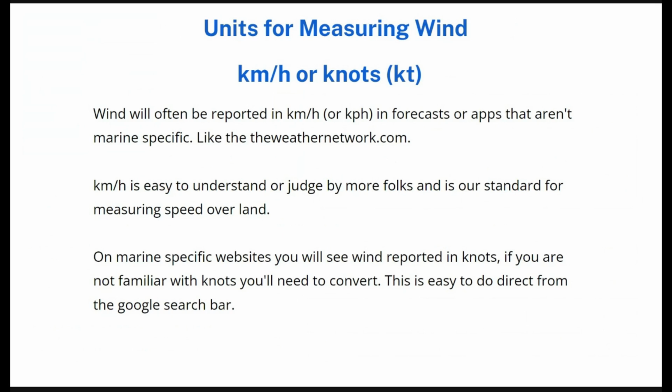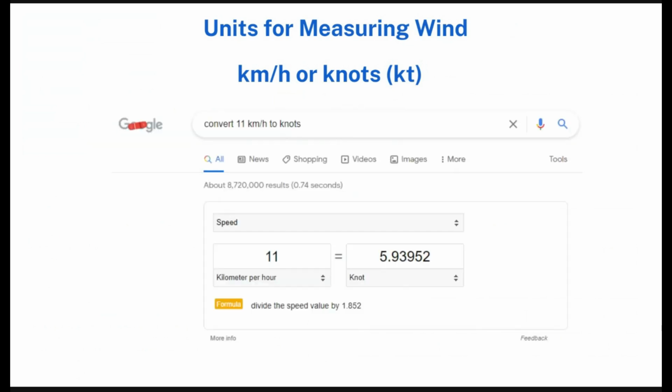Kilometers per hour is easy to understand or judge by many folks because we're used to it when we're driving our car. We know distances, we know speeds, because that's the unit that we're measuring them in. So we can relate easily to it: if we drive a car 50 kilometers an hour, and the wind came up at 50 kilometers an hour, we've got an idea. Of course, 50 kilometers an hour would be an insane wind to be paddling in. On marine specific websites, we're going to see knots, and the short form for knots is mostly KT. You might see a KN once in a while, but mostly, especially with aviation and marine, it's KT.